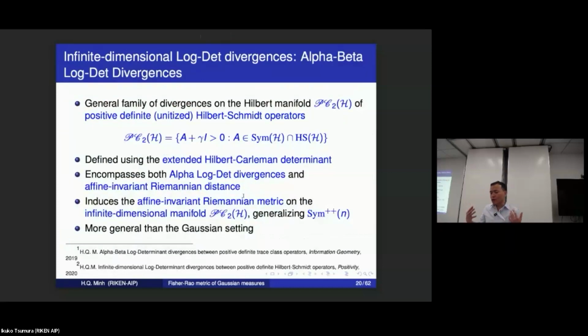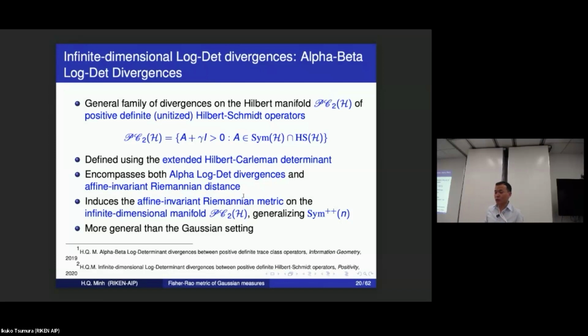And with actually a much larger family of divergences called the alpha-beta log-det divergences. This is also the work in the finite dimensional setting. Professor Amari actually worked a lot on these divergences. So in the case of positive definite matrices, we have the alpha-beta log-det divergences. And so we also have the generalization to the infinite dimensional setting. So we also have something called the alpha-beta log-det divergence for positive definite Hilbert-Schmidt operators.